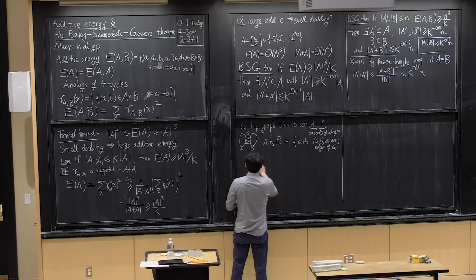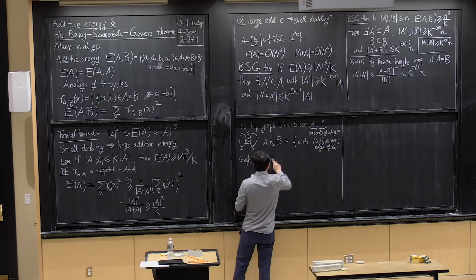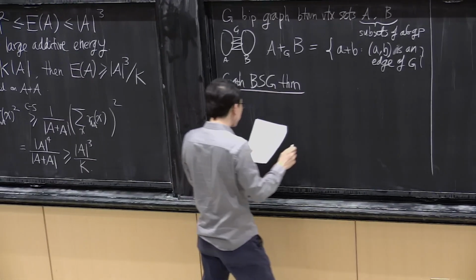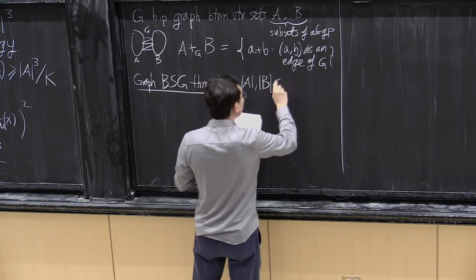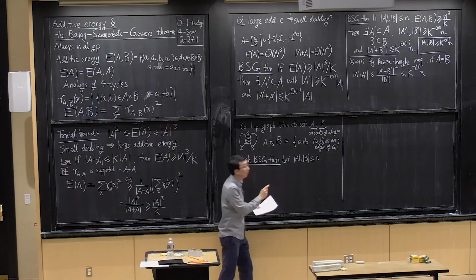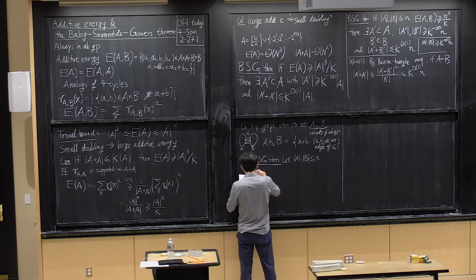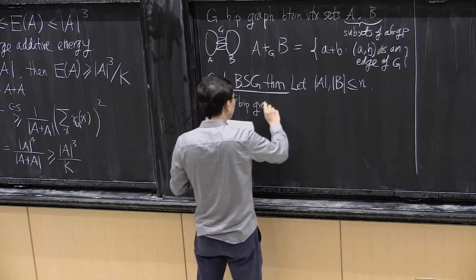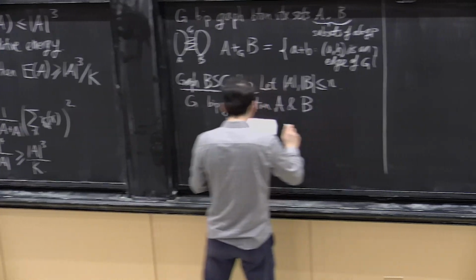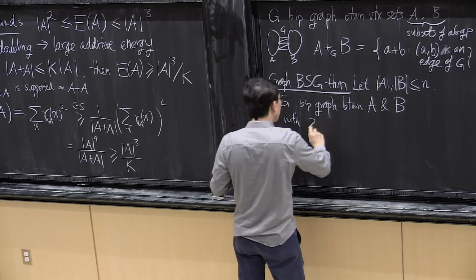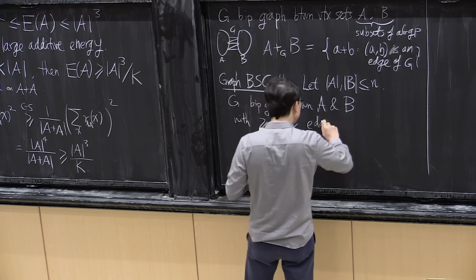The graphical version of Balog-Szemerédi-Gowers says that if you have A and B subsets of an abelian group, both having size at most n, and G is a bipartite graph between A and B such that G has lots of edges, at least n squared over k edges.